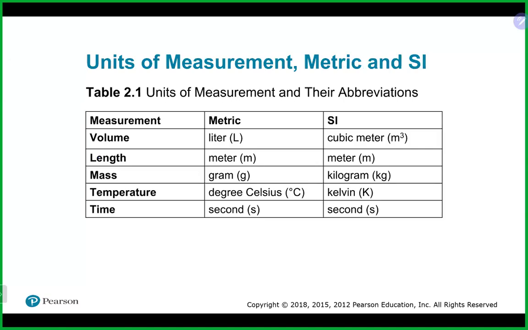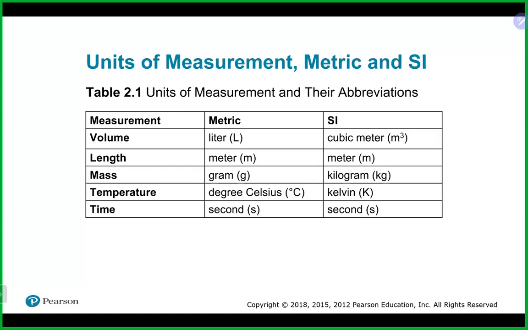And if we take a look at a table from your book, for example, for volume, the metric unit is liters. The SI unit is meters cubed. For length, the metric unit is meters, and the SI unit there is meters as well.